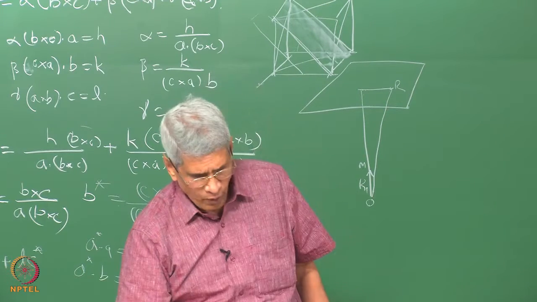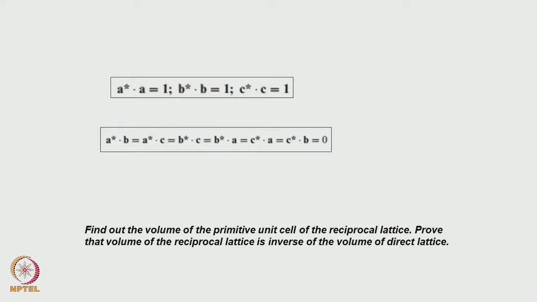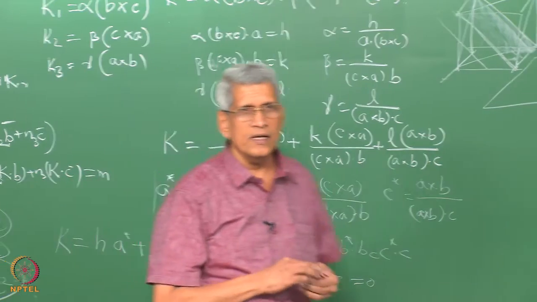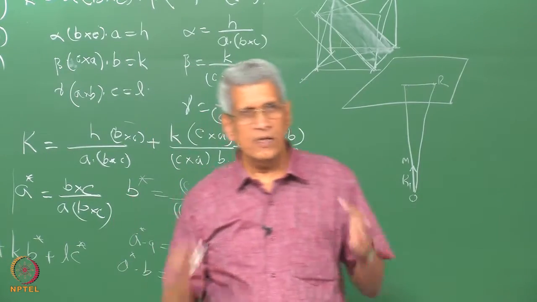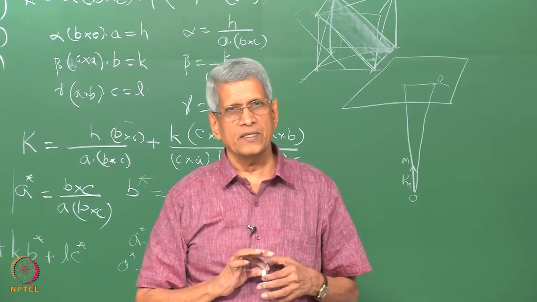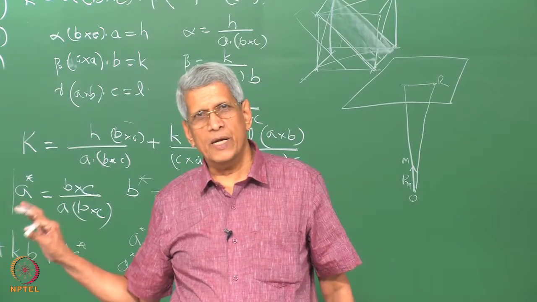You understand that? So, what we have tried to do is find out the meaning of these k vectors, under what condition we can generate a reciprocal lattice. Using these expressions, we can generate a reciprocal lattice for a real lattice given the lattice parameters A, B and C.